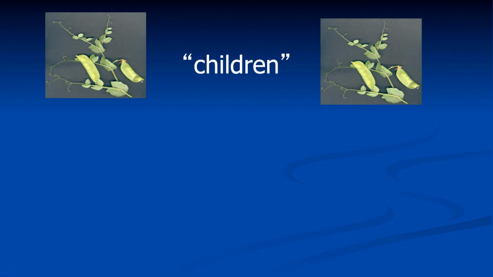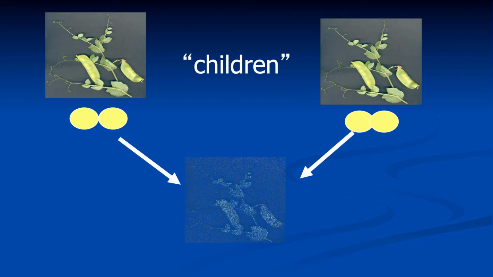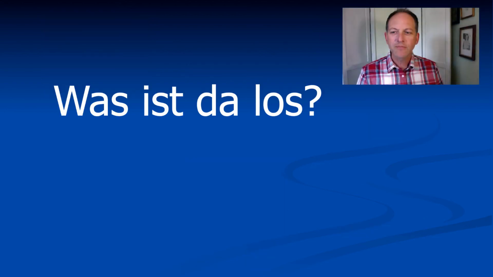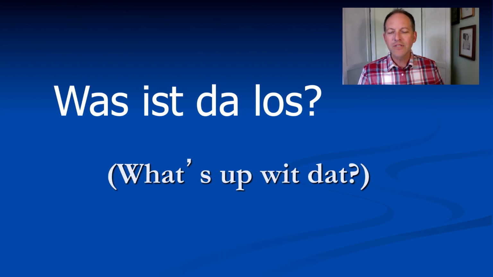So then he took the children, which produced yellow, and he cross-pollinated them. And what do you suppose he got this time? He got yellow and green. And he would always get the same ratio, 3 yellow to 1 green, 75% to 25%. He did this over and over and over, and he kept getting the same results. And he just kept wondering, was ist das los? That would be German for, what's up with that?